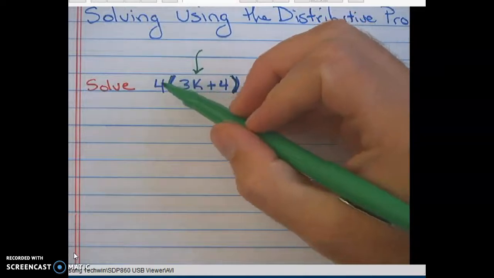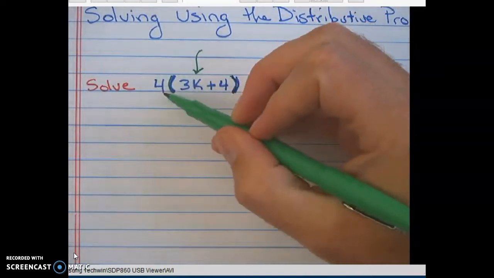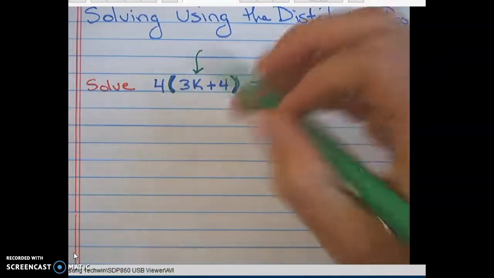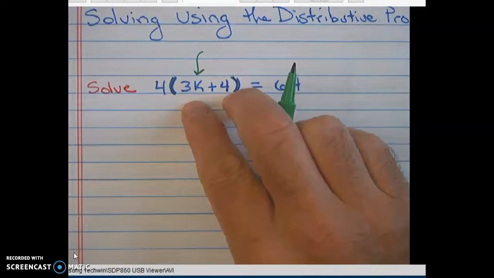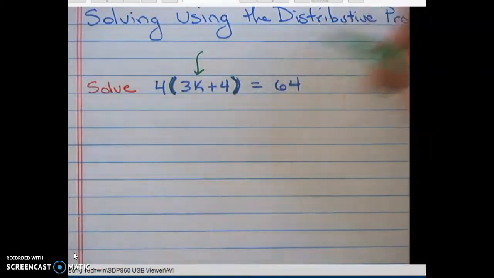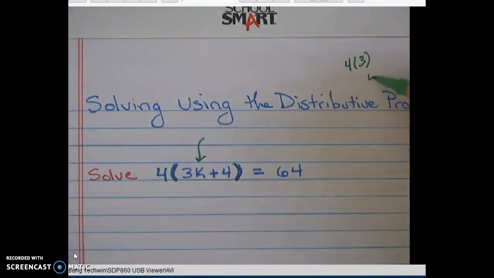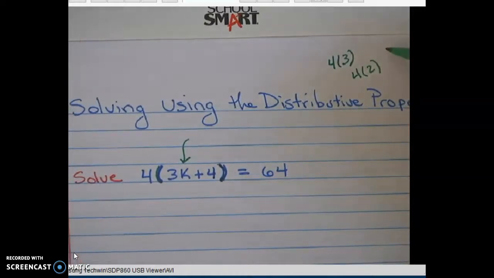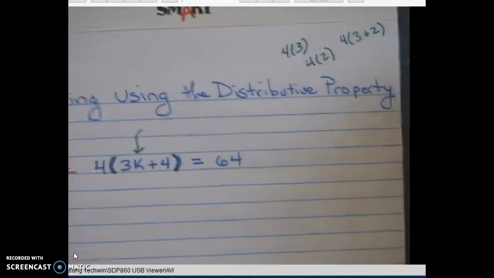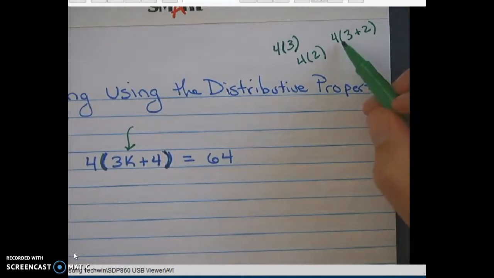So we're going to start and say, well, who does this 4 get multiplied to? The 4 gets multiplied to both of the things in here because the parentheses are around both. If I just wrote this 4 like that, that means 4 times 3. If I wrote 4 times 2, that means 4 times 2. If I wrote it like this, that means I'm going to multiply the 4 times the 3 and the 4 times the 2.